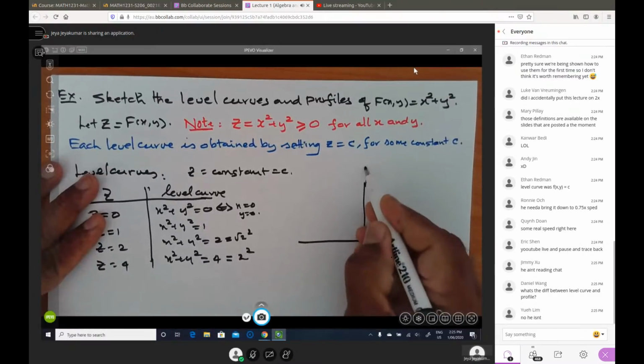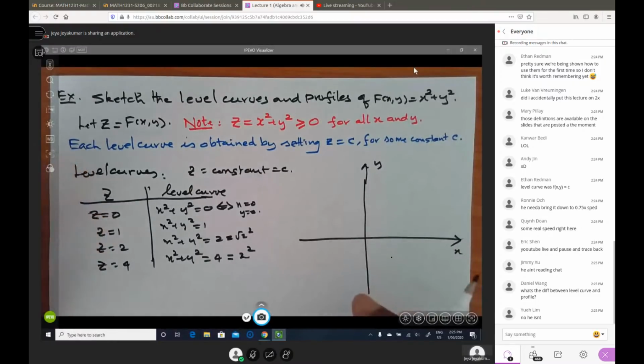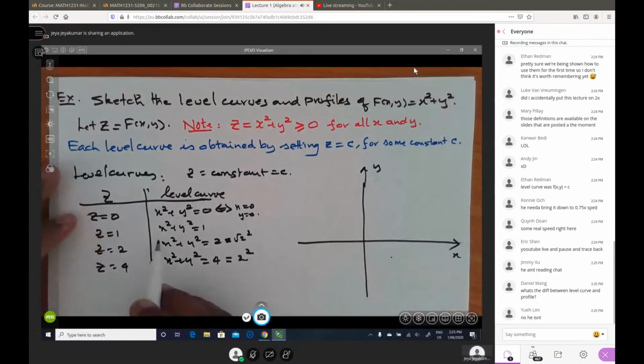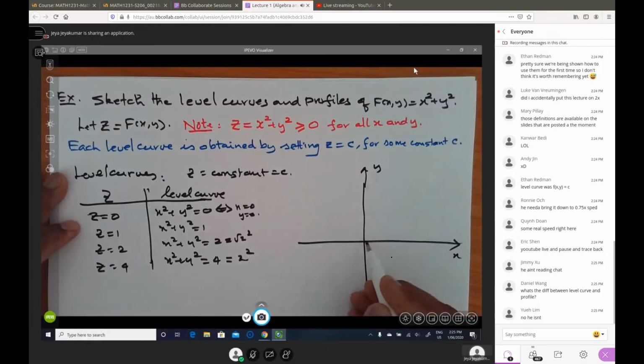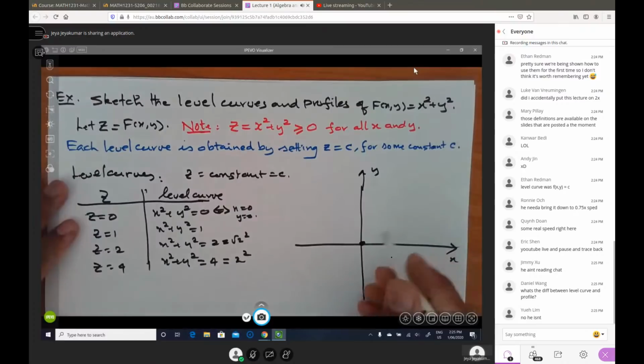Oh yes, I'll let you know about the difference between the level curve and the profile. So first I'm focusing here on the level curve. The next thing is to look at the profile. So level curve here with z equals 0, that's the point here. So that is the point.